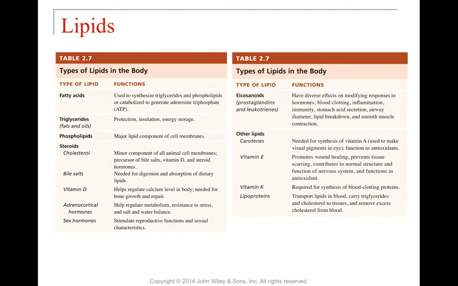Lipids are another type of biomolecule. We have multiple different types of lipids in the body, including fatty acids and triglycerides, phospholipids, steroids, eicosanoids, and a couple other lipids. So let's start talking about fatty acids. Fatty acids are the building blocks of triglycerides and phospholipids, and they are also going to be able to be catabolized, meaning broken down. So anabolic builds up, catabolic breaks down. So they're able to be catabolized to be able to generate ATP.